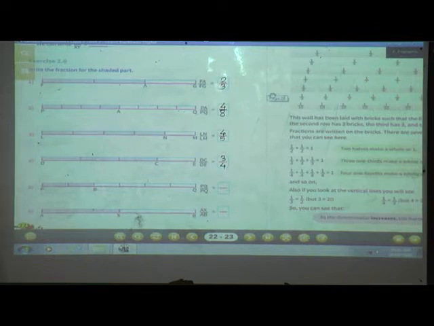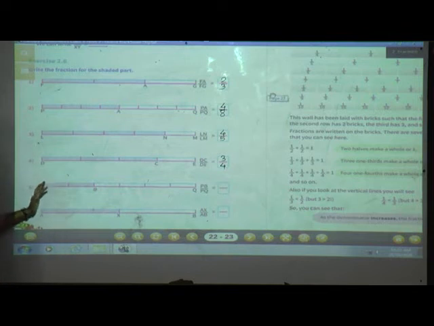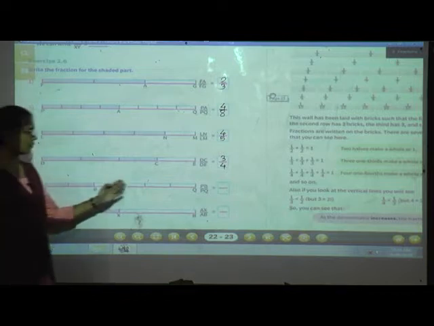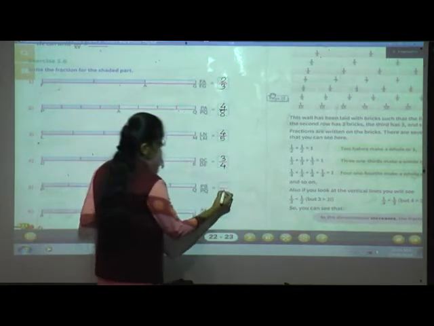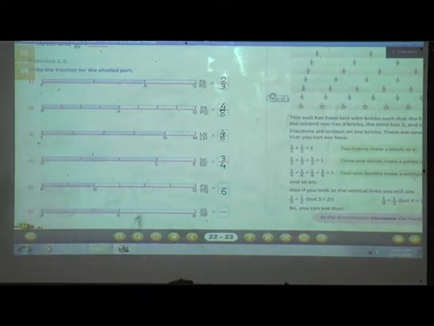See the fifth example. Here, what is the length of PQ? Yes, count and tell me the answer. What is the length of PQ? PQ is divided into how many parts? 1, 2, 3, 4, 5, 6. PQ is divided into 6 equal parts. So PQ is equal to 6.